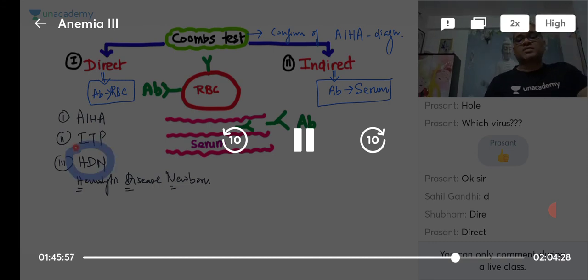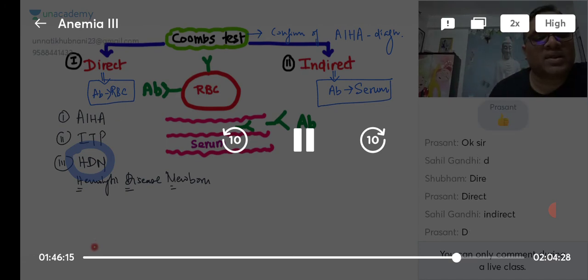Question is, hemolytic disease of the newborn was detected in the lab record. Blood sample was collected from the mother and sent to the blood bank. Which investigation will you do first? Direct or indirect? Mother sample. Very good. Because it is maternal serum, which is having antibody.